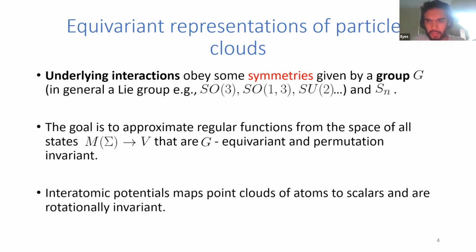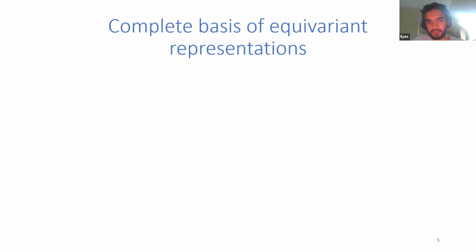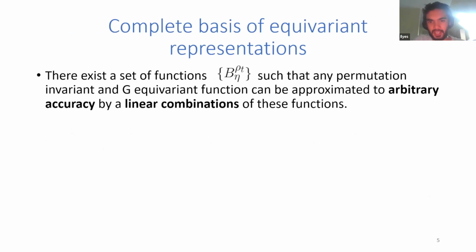Interatomic potentials or force fields, so what we are doing with MACE, is just one type of this mapping: the mapping from the point cloud of all atoms to scalar quantities, which are rotationally invariant. These scalars will be interpreted as energies. We know that for a sufficiently large set of Lie groups, which we call reductive Lie groups, you can form a complete basis of this representation, so there is a systematic way to create that. You can approximate any sufficiently regular function by a linear combination of these bases.